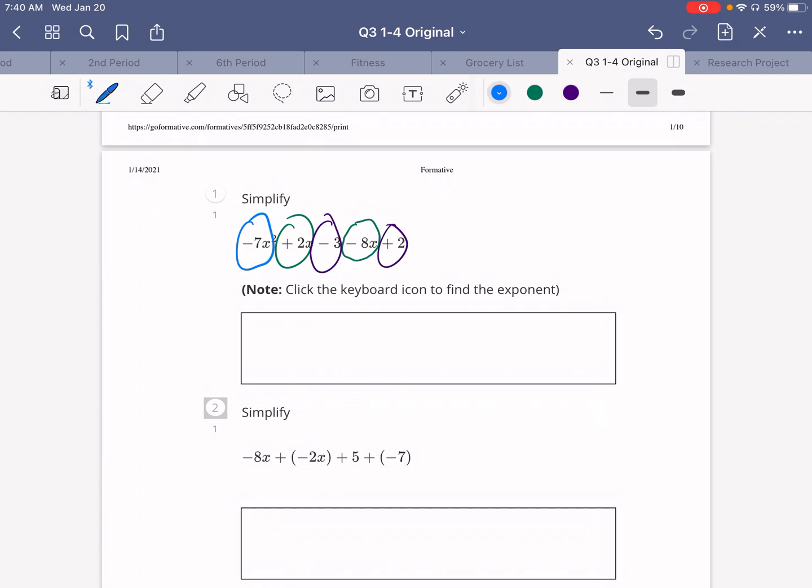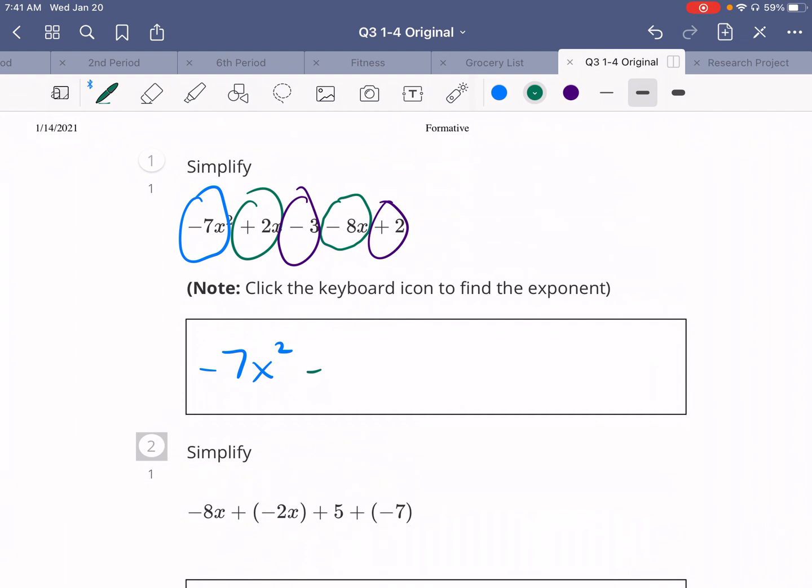So my only x squared term, I can't do anything with it. I'm just going to bring it back down here, negative 7x squared. And then we have two positives and 8 negative x's, which is a total of negative 6x. And 3 negatives and 2 positives is negative 1.